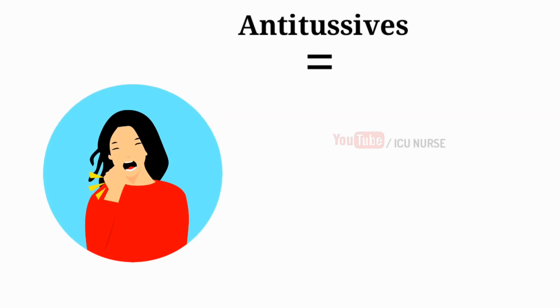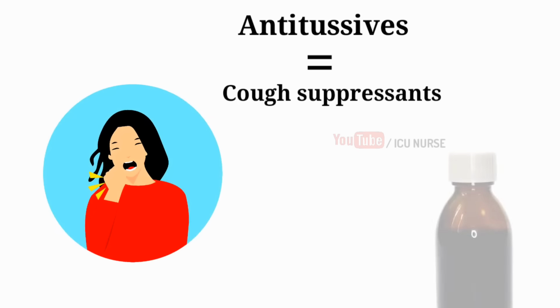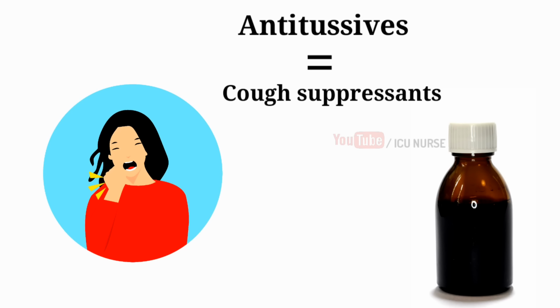Antitussives are medicines that suppress coughing, also known as cough suppressants. Antitussives are thought to work by inhibiting a coordinating region for coughing located in the brainstem.